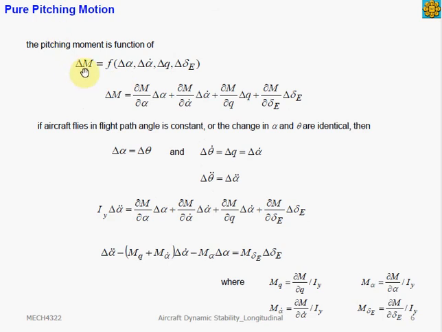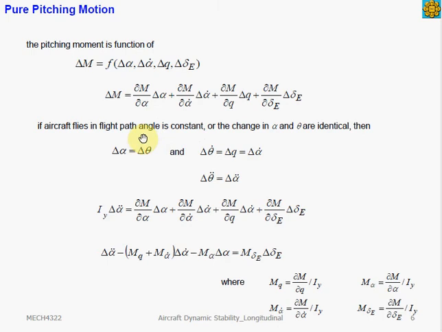The pitching moment term is then expanded. Here it is described that the pitching moment is a function of the change in angle of attack, the rate of the angle of attack, pitch rate, and the change in the elevator deflection. These are essentially the only parameters affecting the change in the aircraft's pitching moment. So we take the partial derivative of the pitching moment with respect to the change in the motion variables.